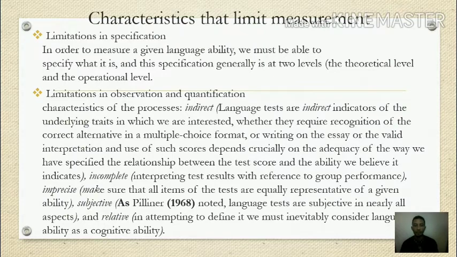Nah, ini karakteristik ya. Jadi karakteristik that limit measurable. Kita akan berbicara mengenai karakter dari pembatasan pengukuran ini. Yang pertama, limitation and specification, atau bisa kita katakan keterbatasan dalam spesifikasi ya. In order to measure a given language ability, we must be able to specify what it is, and this specification generally is at two levels. The first, the theoretical level, and the second, the operational level.